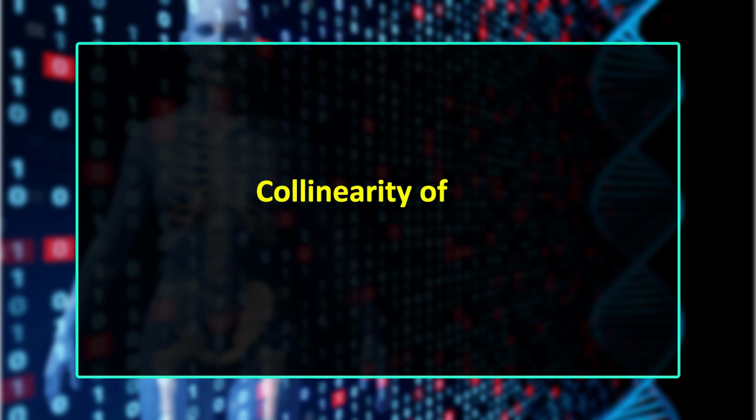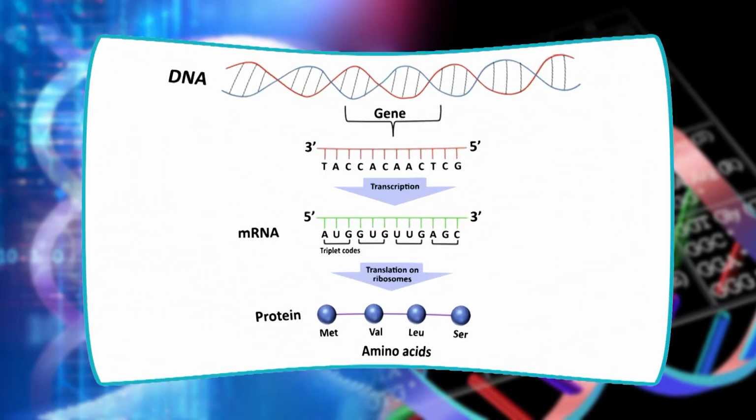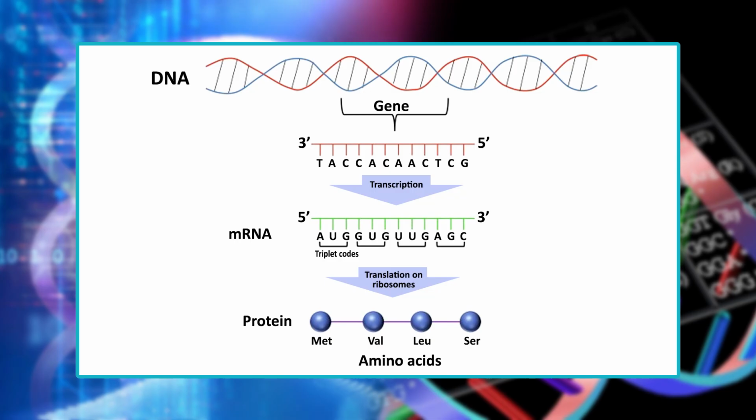Dear students, let's now discuss the collinearity of the genetic code. Both polypeptide and DNA or mRNA have a linear arrangement of their components. Further, the sequence of triplet nucleotide bases in DNA or mRNA corresponds to the sequence of amino acids in the polypeptide manufactured under the guidance of the former. A change in codon sequence also produces a similar change in the amino acid sequence of the polypeptide or the protein.